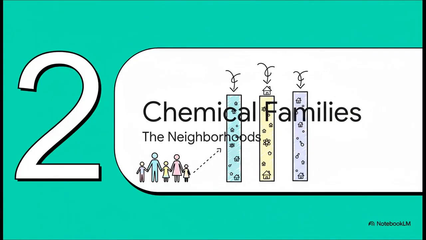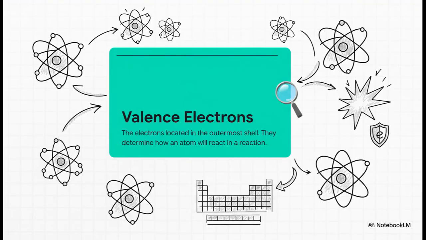All right, so we've seen the continents. Now let's zoom in a bit. If the whole table is a map, then the vertical columns, or groups, are the neighborhoods. And we call them families for a really good reason. Just like a real family, all the elements living in the same column share similar traits and behaviors. But what is it that gives these families their shared personality? Well, it all boils down to one thing: valence electrons.